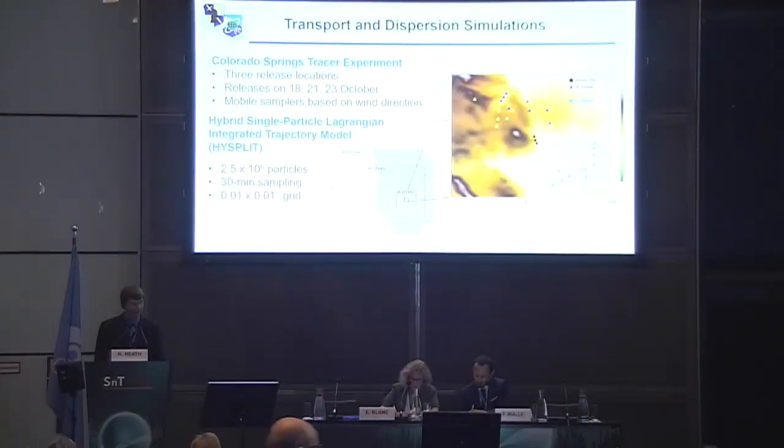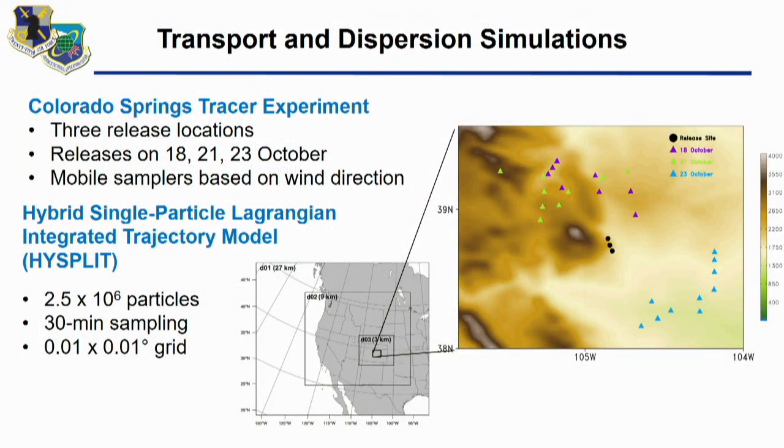The transport and dispersion case we're studying is the Colorado Springs tracer experiment. For this case, we had 3 release locations, which are shown as those little black dots. And then we have releases on 3 different days in October of 2010. And so we have a total of 9 different releases that we can validate against. And then the samplers were basically deployed based on the predominant wind direction. The transport and dispersion model we're using is HYSPLIT, the Hybrid Single Particle Lagrangian Integrated Trajectory model. And that's just some of the settings. We tried to set it up to match the observations as closely as we could.